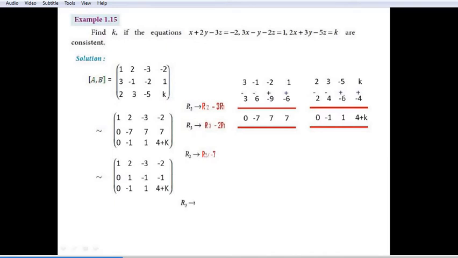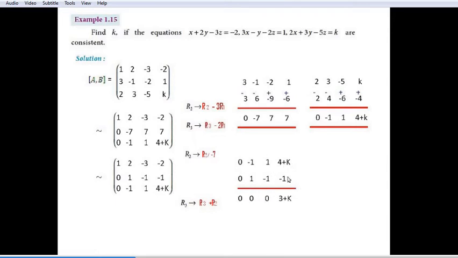At last, if you see the R2 row and R3 row, if you add both you can get 0 in the second element of the R3 row. So we make that 0 by adding R3 plus R2. What do you get? While adding, the second row has no change in sign, and we get 0, 0, 0.